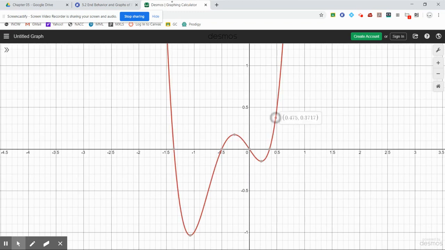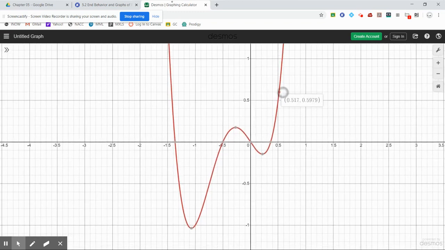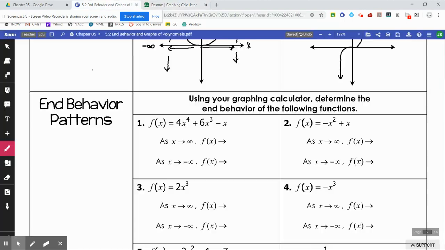Let me see if I can get my... There we go. As we move to the right, my x values go up forever. And as we move to the left on our graph, notice the y values. As your x values increase, as you go to the right, your y values go up. As you move to the left, your y values go up. So here's how you're going to write that.